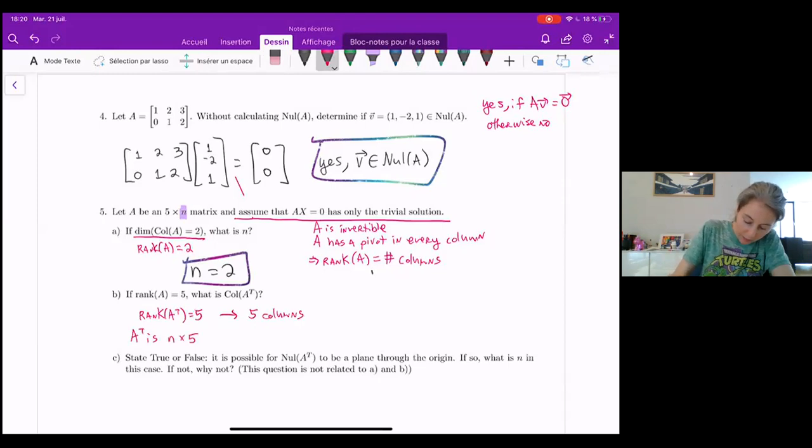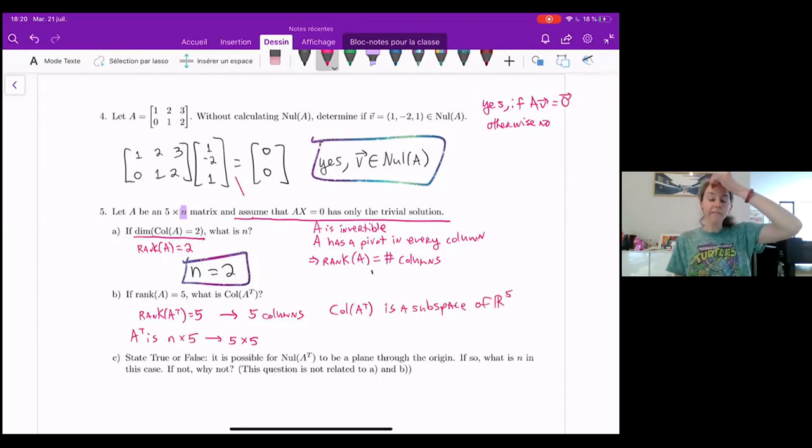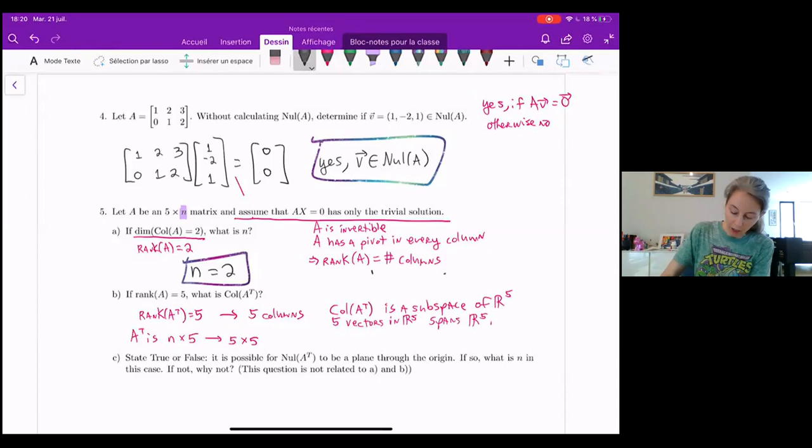A transpose is n by 5, which in this case will be 5 by 5, which means the column space of A transpose is a subspace of R5, but 5 vectors in R5 spans R5. So the answer here is that the column space of A transpose is R5.